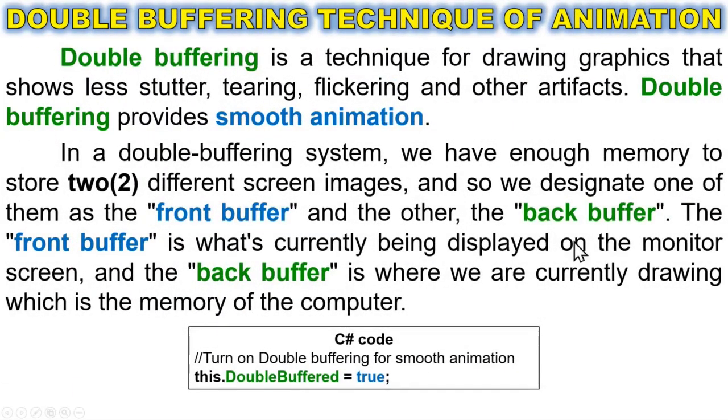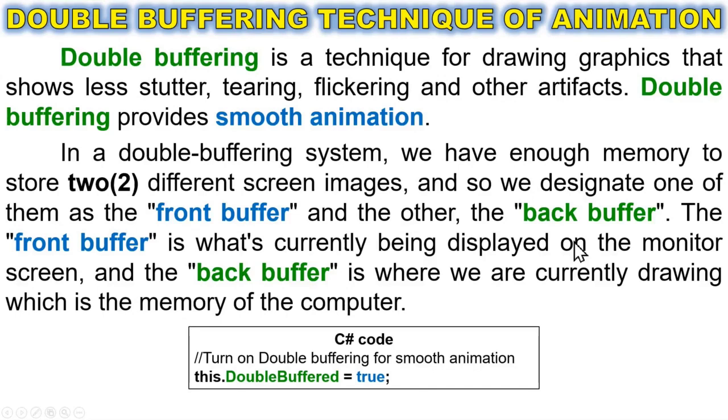Double buffering is a technique for drawing graphics that shows less stutter, tearing, flickering, and other artifacts. Double buffering provides smooth animation. In a double buffering system, we have enough memory to store two different screen images. And so, we designate one of them as the front buffer and the other the back buffer.